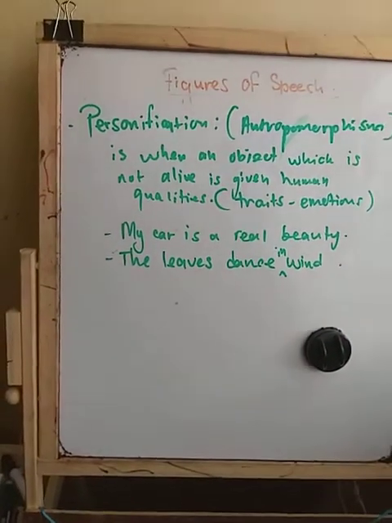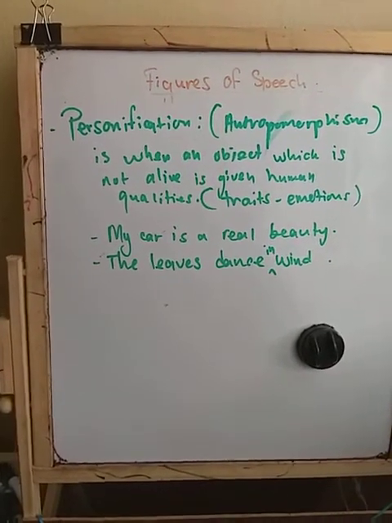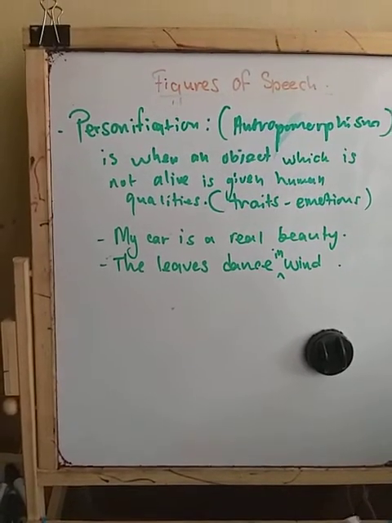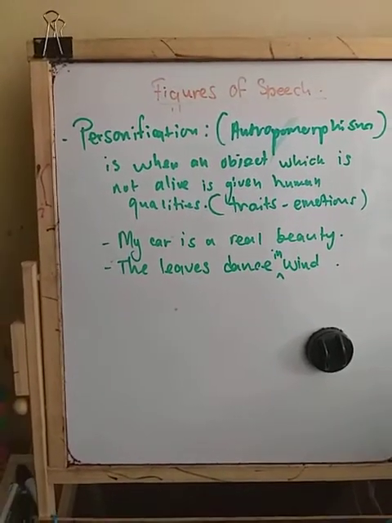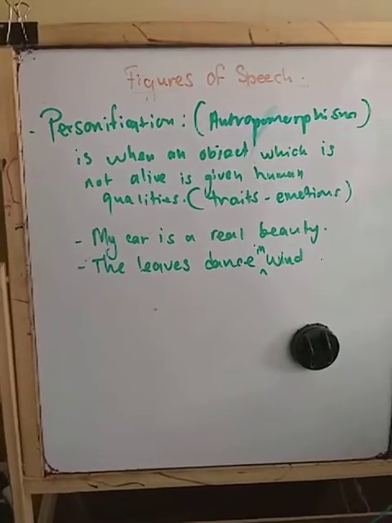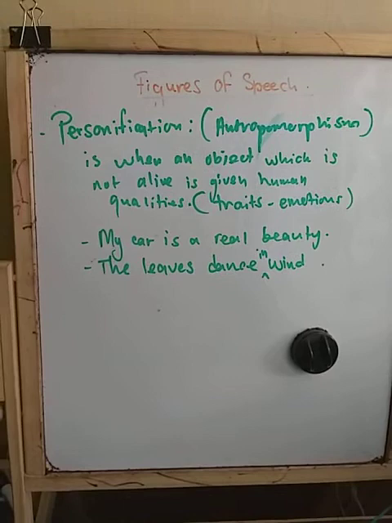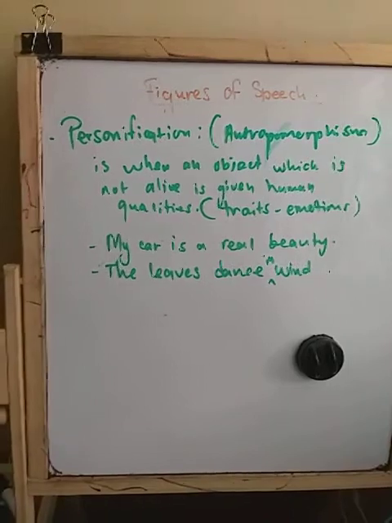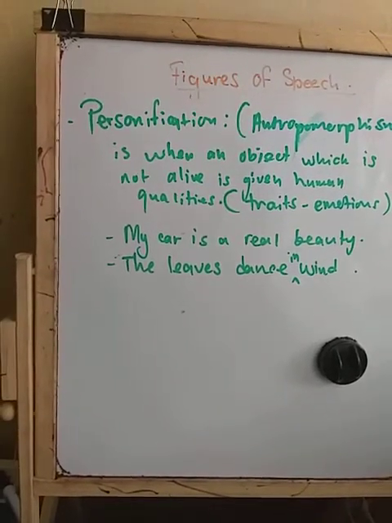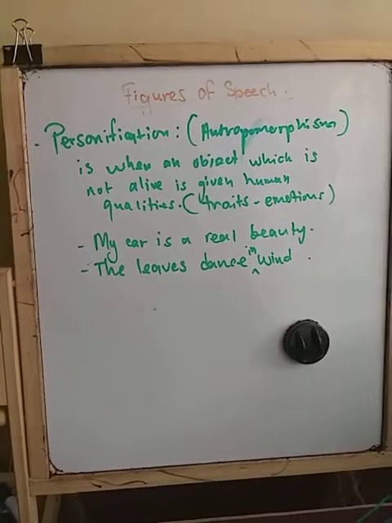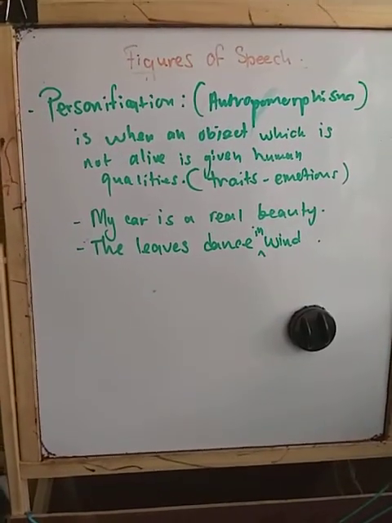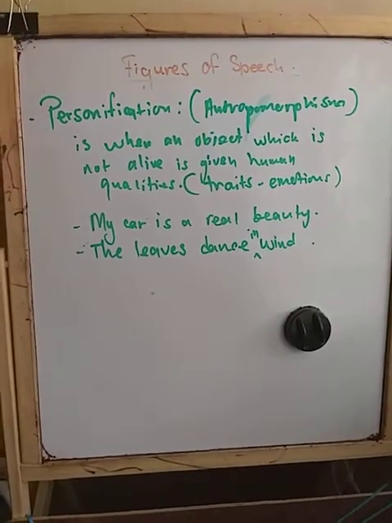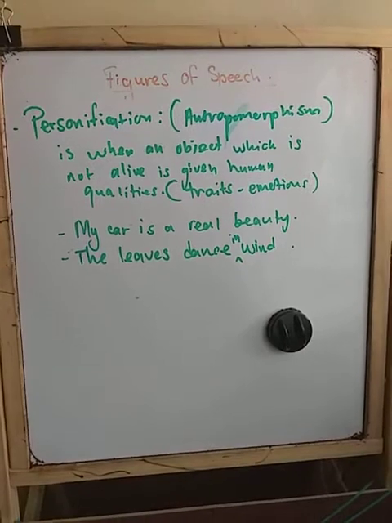Personification, and from the etymology, which means the root of the word, we can see that there is the word person. Personification: the action of making something like a person. And there is another word for personification: anthropomorphism. Anthropomorphism is the same as personification. And what does that mean? So we'll look into that. So let's go. A personification is when an object which is not alive is given human qualities.